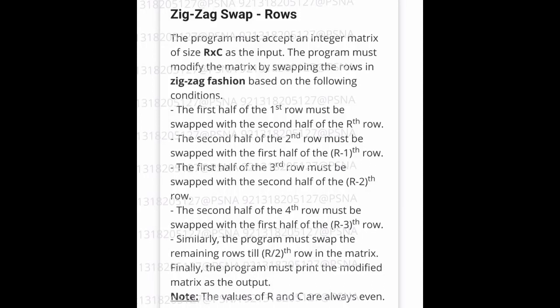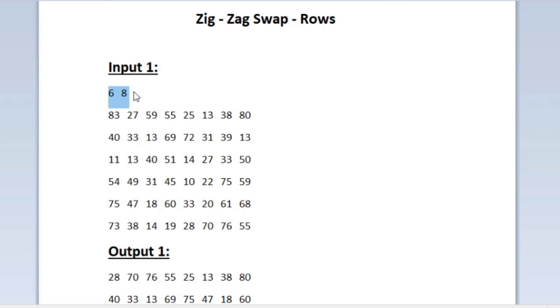This is the question asked in today's SkillTrack Daily Challenge. So in the first line of our input, we are given the values of R and C, and after that we are given an R cross C integer matrix as input. So now our task is to swap the first half and second half of every row alternatively.